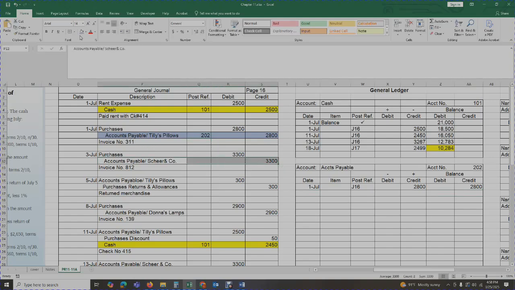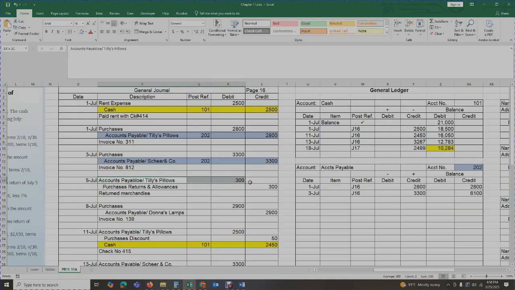I'm going to find another accounts payable. This is happening on July the 3rd. This is journal 16, and I've got a credit of $3,300. I'm going to get my prior balance and add my credit. So now my accounts payable balance is $6,100. I'm going to go back and enter my account number 202. That's the account number right there.